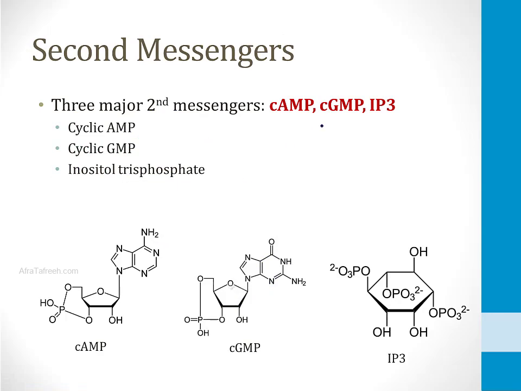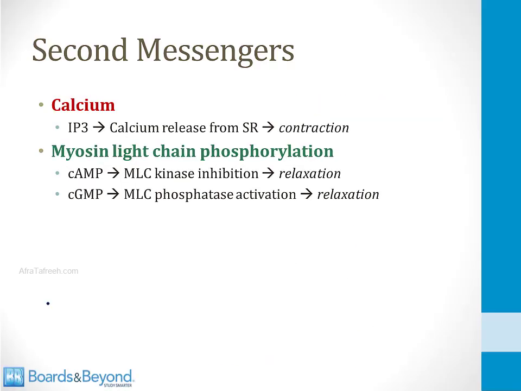There are three major second messengers used in smooth muscle cells. Those second messengers are cyclic AMP, cyclic GMP, and inositol triphosphate or IP3. Their chemical structures are all shown on the screen here. Cyclic AMP and cyclic GMP are just modified versions of nucleotides, and IP3 has the structure on the bottom right side of the screen. These three second messengers are going to modify the levels of those controllers of smooth muscle tone we talked about before.